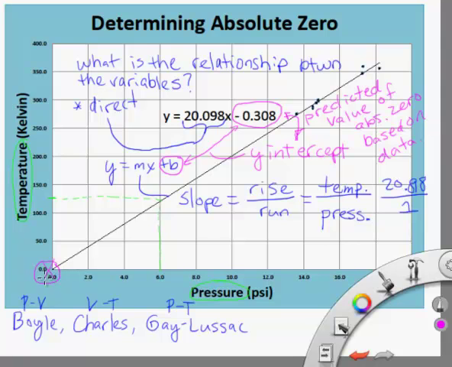Now, why can't you see negative 0.308? Well, look at the scale of this axis. We're looking at this much being 50 units. That's 50 units. Are you actually going to be able to see visually 0.3 units? Of course not. So that's why it looks as if it intersects at 0, 0, but it does not.